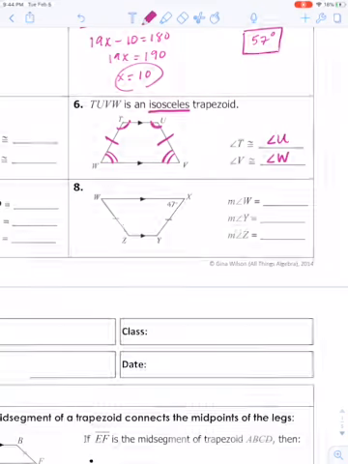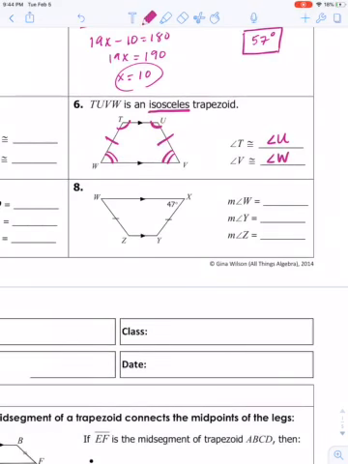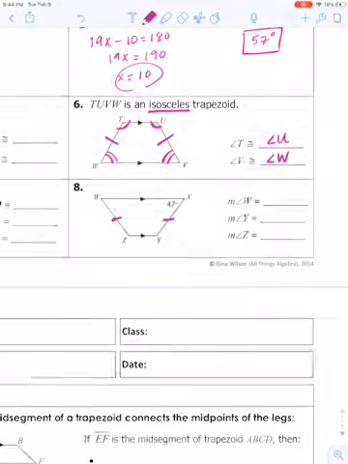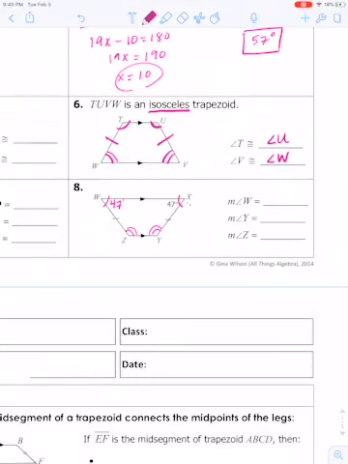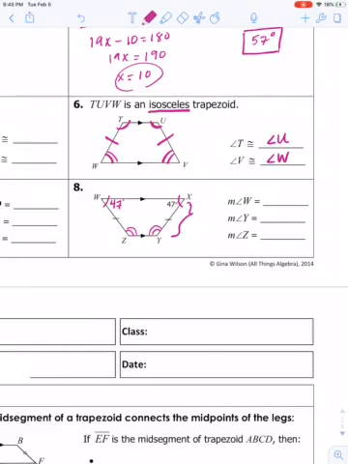Okay, number 8. Again, this is an isosceles trapezoid because of the congruent marks given to me. That means my base angles are congruent, so this is 47 as well. That also means Z and Y are congruent to each other. In order to figure out what Y is, we need to look at the two angles here and here, which are same side interior, so they add up to 180.